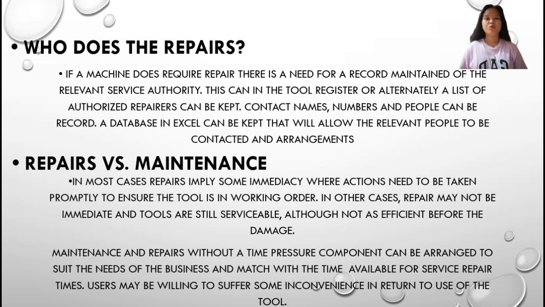Who does the repair? If a machine does require repair, there is a need for a list of the relevant service authority to be maintained. This can be the tool register, or alternatively a list of authorized repairers can be kept. Contact names, numbers, and people can be recorded. A database in Excel can be kept that will allow the relevant people to be contacted and arrangements made.